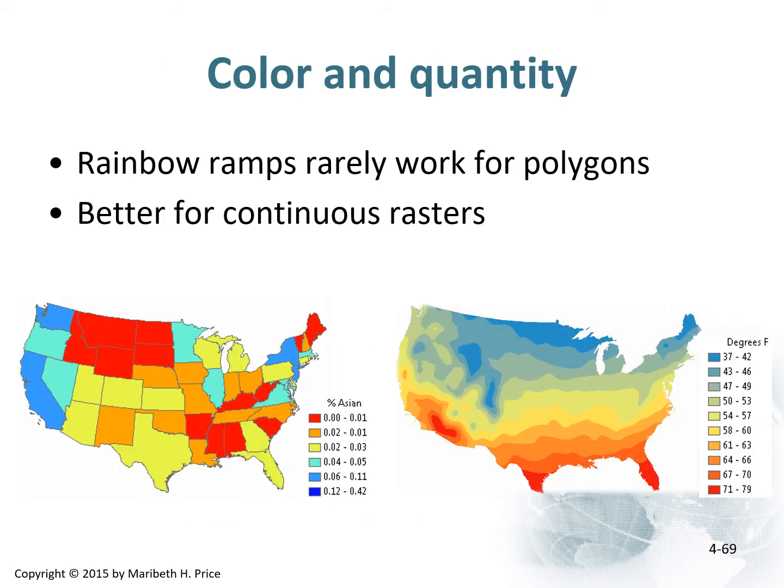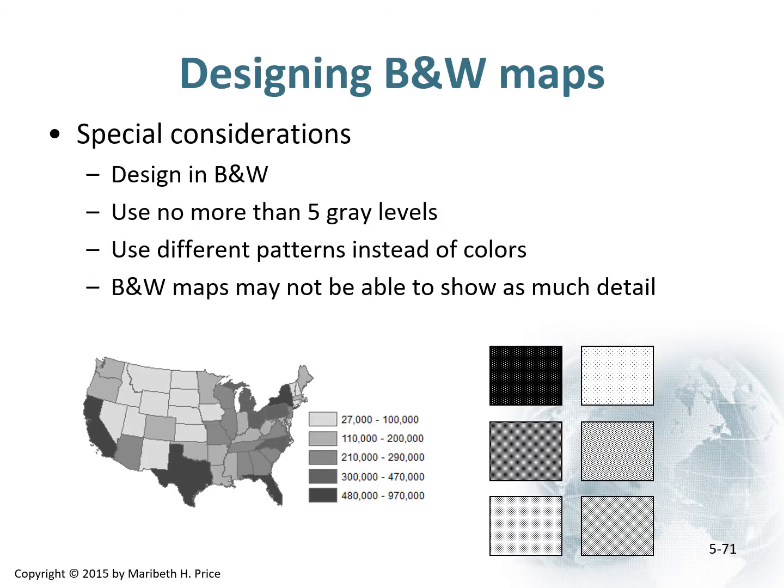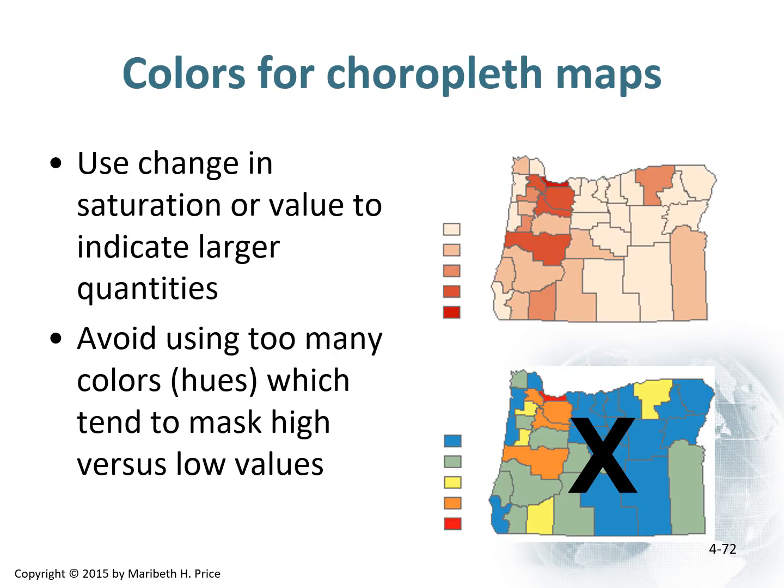Rainbow ramps work well for continuous surfaces. They're horrible for polygons. Black and white maps are really useful because they can be photocopied and printed without color, and people can see them. And people who are colorblind, you don't have to worry about how they look to them because they're going to look the same. Limit your grayscales to 5 when you're doing black and white maps. Choropleths don't use multiple colors. That creates a problem. Tend to stick with one color.